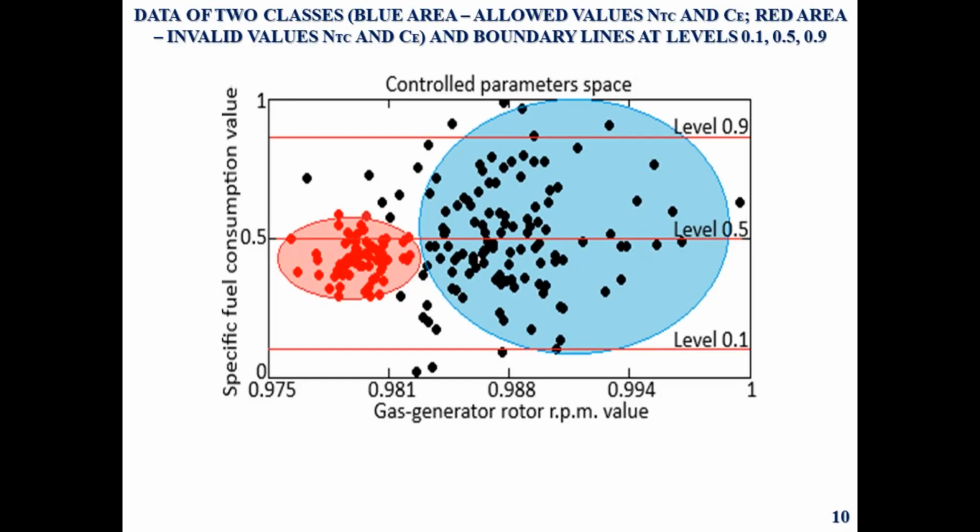The resulting figure helps identify areas where each class is likely to be found and defines refined limit values of gas generator rotor RPM at levels 0.1, 0.5 and 0.9, allowing for accurate determination of the optimal gas generator rotor RPM to achieve specific fuel consumption targets.